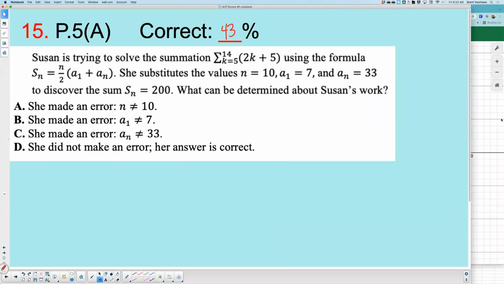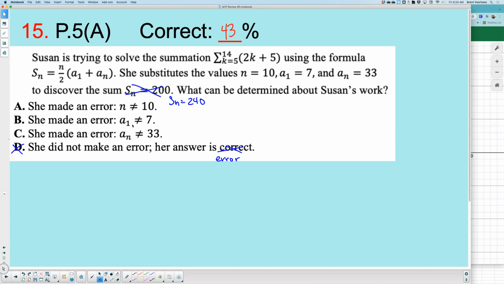Did she do her work correctly? No, the true sum is 240. So D is out. She made an error, for sure. Okay, so let's figure out where she made an error.